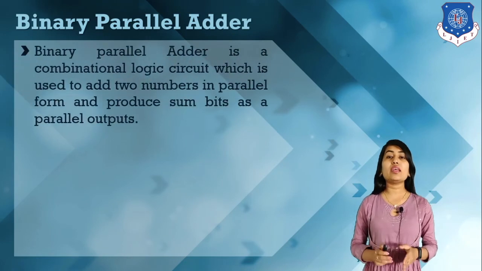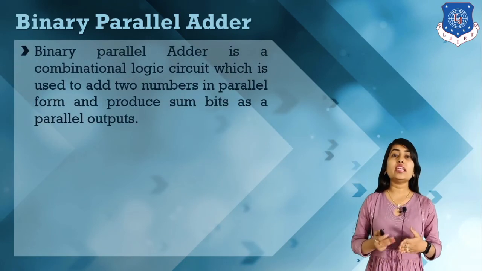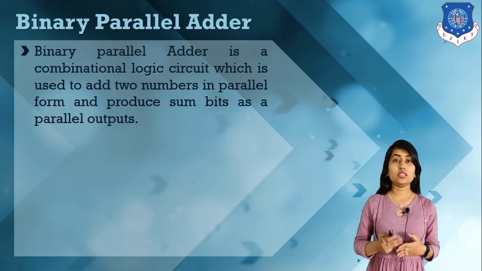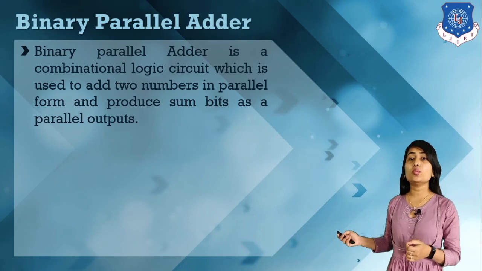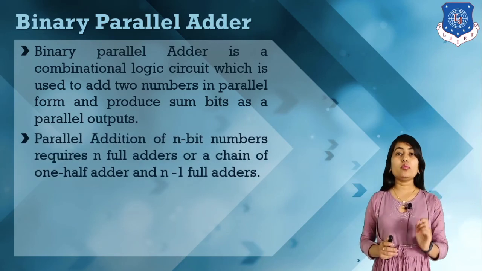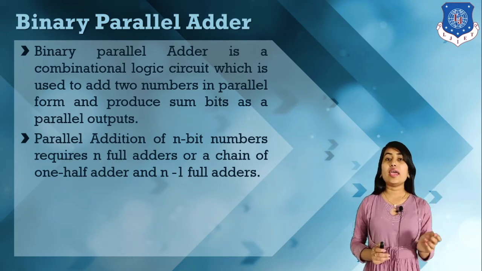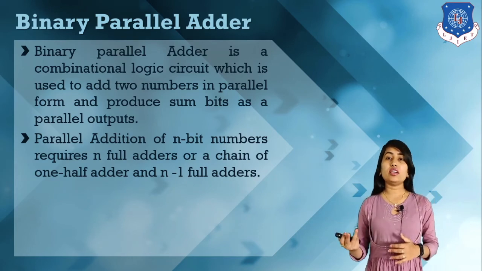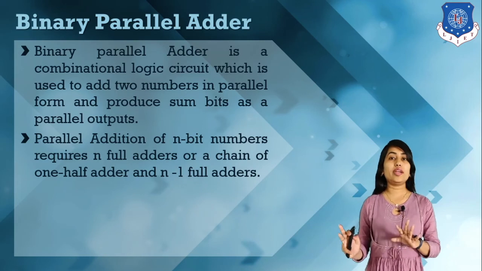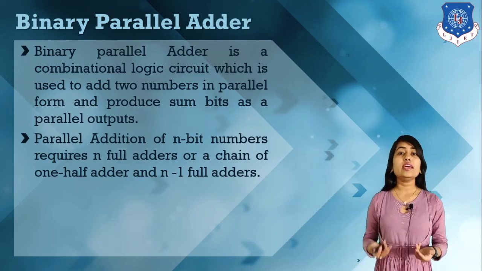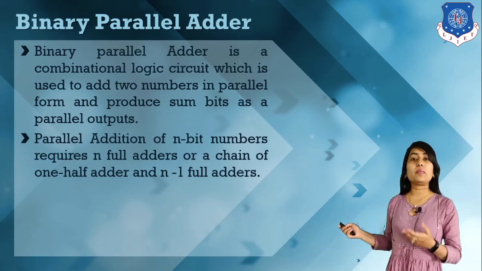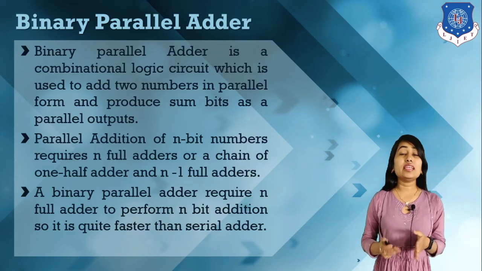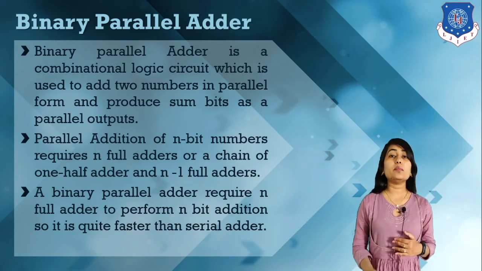Next we have a binary parallel adder. Binary parallel adder means an adder circuit in which data are entered parallelly. All inputs are entered at the same time, so to perform addition of n bits, we have to use n full adders, or one half adder and n minus 1 full adders. Or we can use only n full adders to perform addition of n bits. This binary parallel adder is basically less time consuming compared to the binary serial adder.